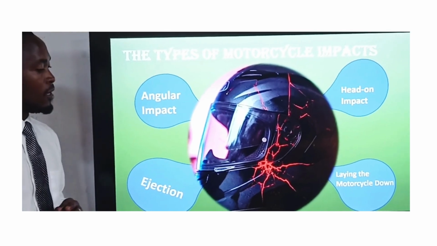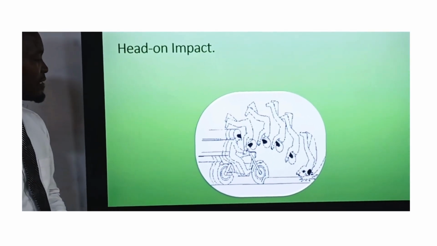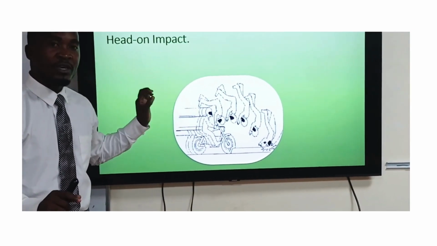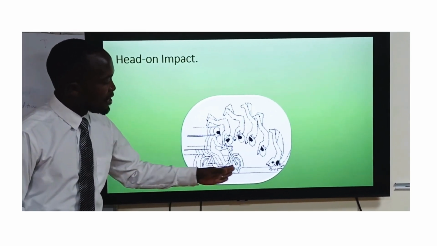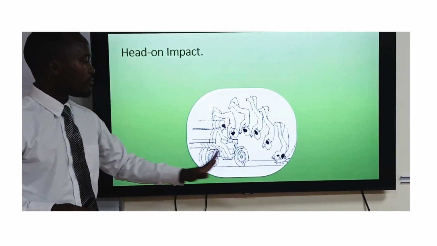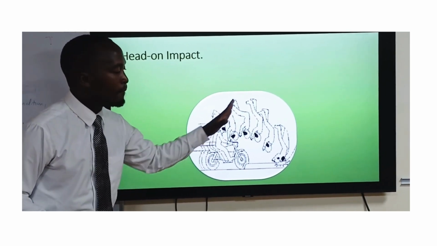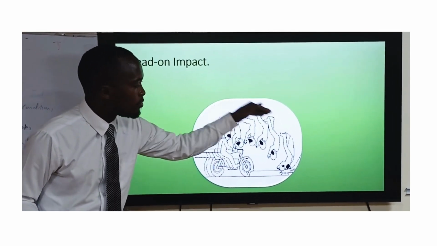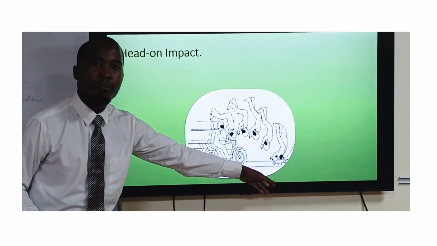So let's start with the first one, and that is the head-on impact. As you can see, in the kinematics of trauma, an object that is moving remains in motion until something stops it. So this person, as he is moving, is going to hit an object. After hitting the object, of course, the motorcycle will be stopped, but this person will still move until something stops him, until he lands. I want us to discuss how injuries are sustained in that process.